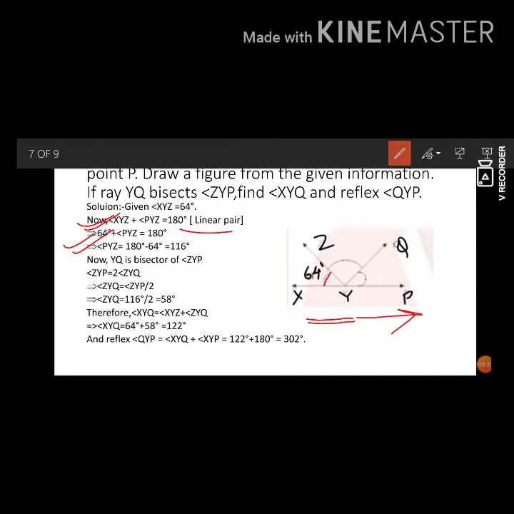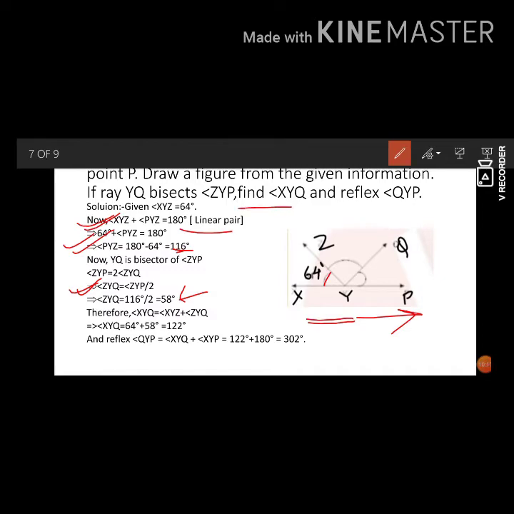Now in the question it is given YQ bisects angle ZYP. So when YQ bisects angle ZYP, we can say ZYQ is equal to half of ZYP. Bisects means dividing. So we can write ZYQ is equal to half of ZYP. Now ZYP is already found, that is 116 degrees. Half of 116 degrees is 58 degrees. So now we have ZYQ as 58 degrees.